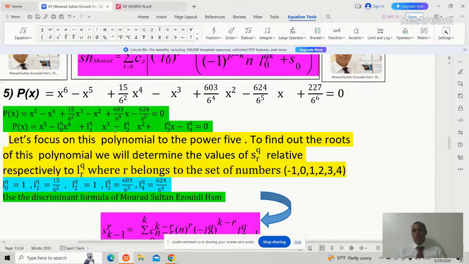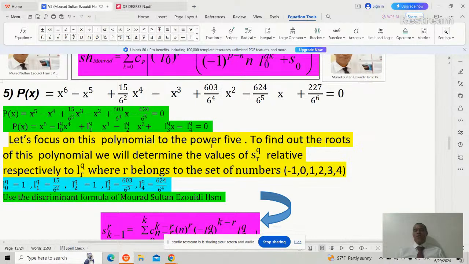If you want to equate both polynomials, you will notice that L0, learners, will be 1, meaning minus the minus 1, and L1 of the q is 15 over 6 squared. L2 will be equal to 1. L3 of the q is 603 divided by 6 raised to the power 4, and L4 of the q is equal to 624 divided by 6 raised to the power 5. So it's clear, this is a polynomial to the power 5.